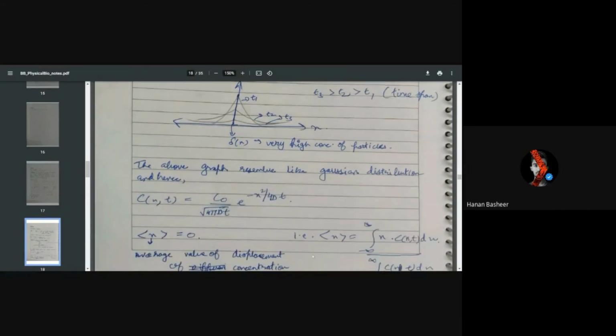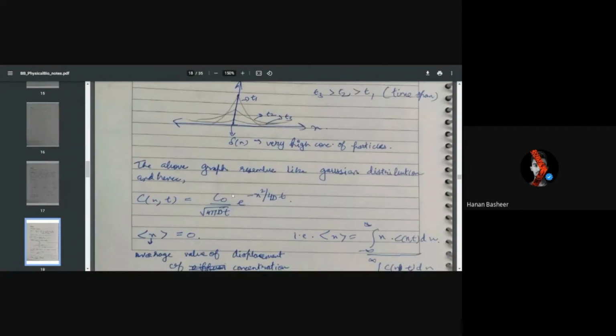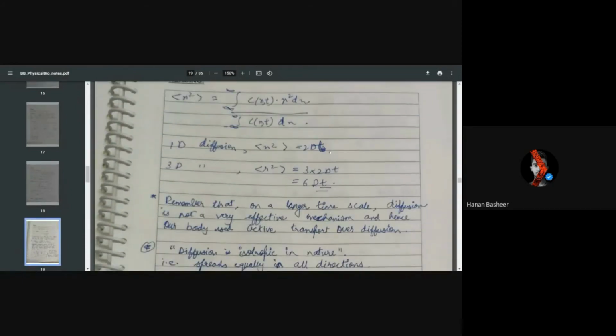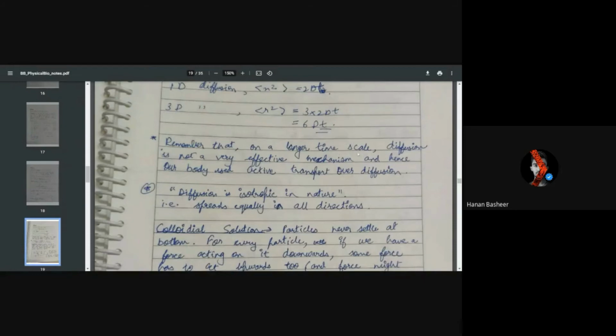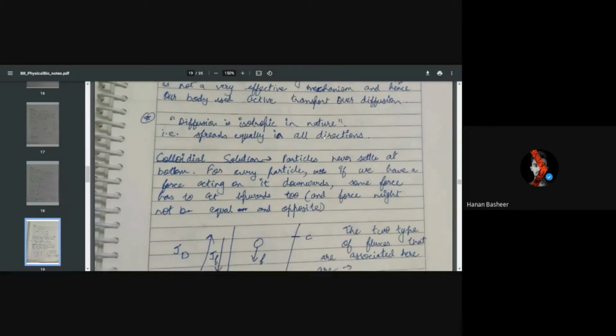So one of them is this one, because it is looking like a Gaussian distribution function, so hence the solution will obviously be a Gaussian, and we can take the average of it. So when we take the average in 1D, then we'll get the answer 2Dt. So with time t, the outermost boundary will move by 2Dt, and in 3D it will move by 6Dt. So there will be more diffusion in the 3D case because it has more degrees of freedom to move. Now remember that over a longer time scale diffusion is not a very effective mechanism, and hence the body uses active transport over diffusion. So diffusion is a slow mechanism over a large period of time. Then diffusion is isotropic in nature, so it spreads equally in all directions.